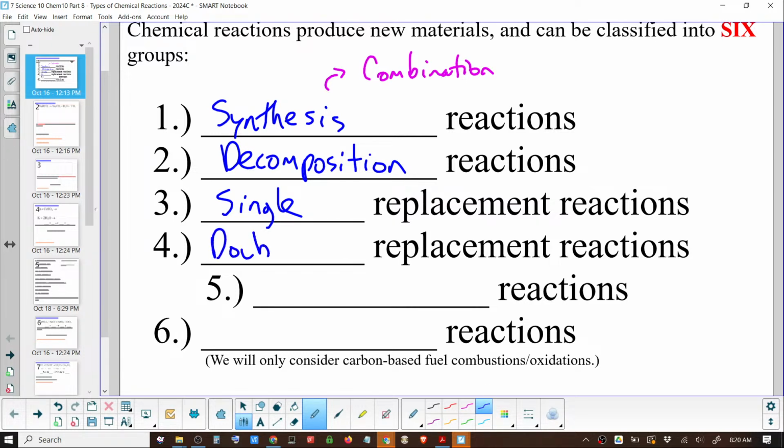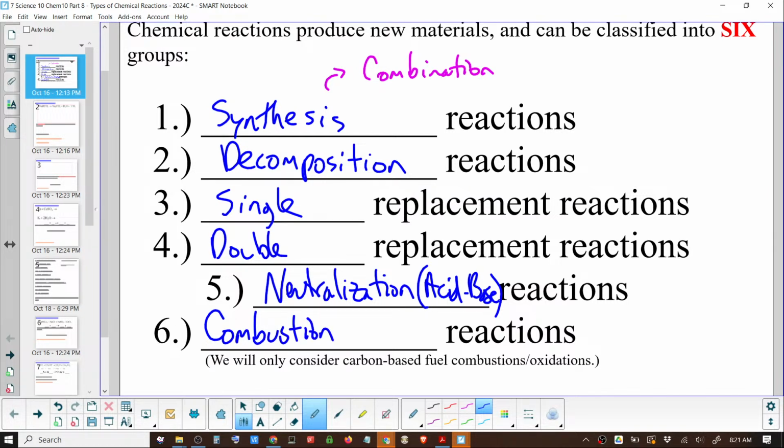double replacement, and then a special type of double replacement called a neutralization. Or acid-base. And then last one, combustion.